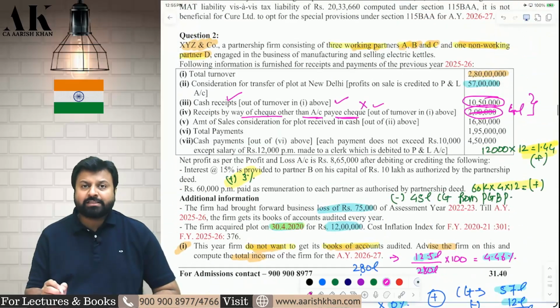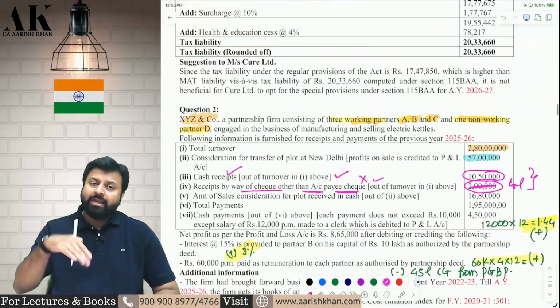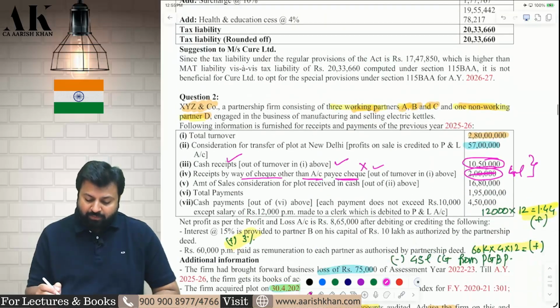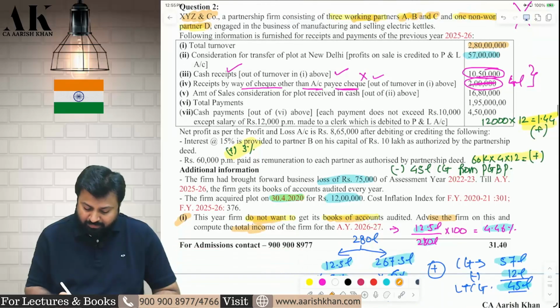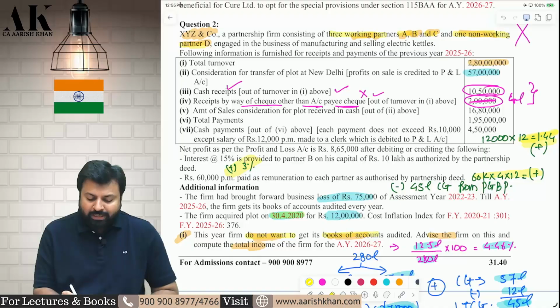So if the total cash receipt is 14.4 lakh, and you do 14.4 lakh divided by 280, it is going beyond 5%. Because it is going beyond 5%, now you cannot claim 44AD. 44AD cannot be claimed. Now you have to compute total income as per the normal provision. So start computing total income as per normal provision.